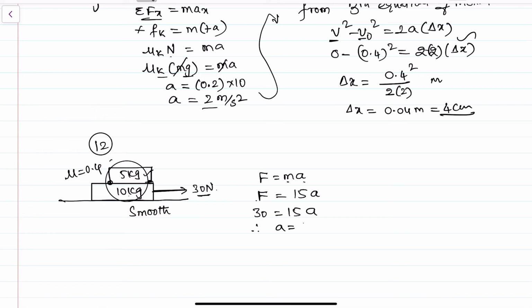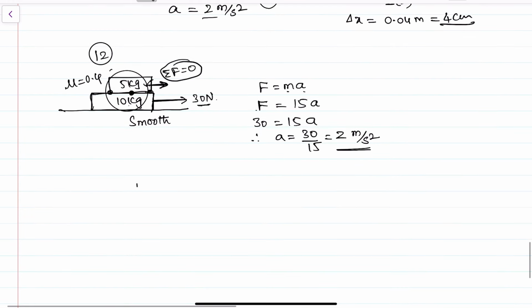Therefore, acceleration is equal to 30 by 15, which is equal to 2 meter per second square. That is the answer. Acceleration is 2 meter per second square. See here, the two blocks are moving together. So block B is not moving on block A, and it is at rest. So the sum of forces is equal to 0. If the sum of forces is equal to 0, what is the applied force on this?